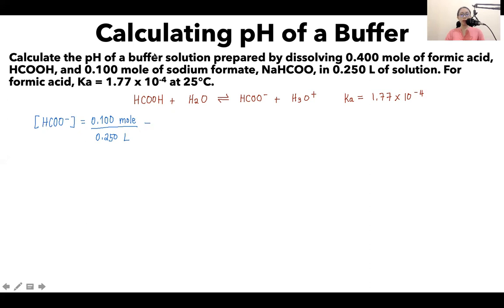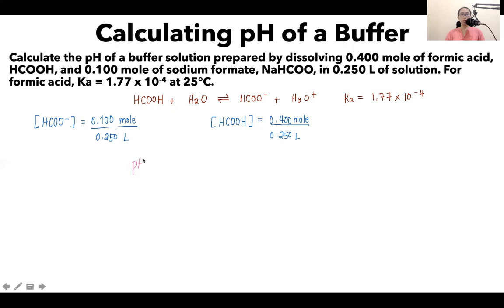So this will be our expression for the concentration of the conjugate base. And then for the weak acid, formic acid, we have 0.400 mole divided by 0.250 liter. So the volume will be the same, again, because this is the total volume of the solution. So now we go to our Henderson-Hasselbalch equation.